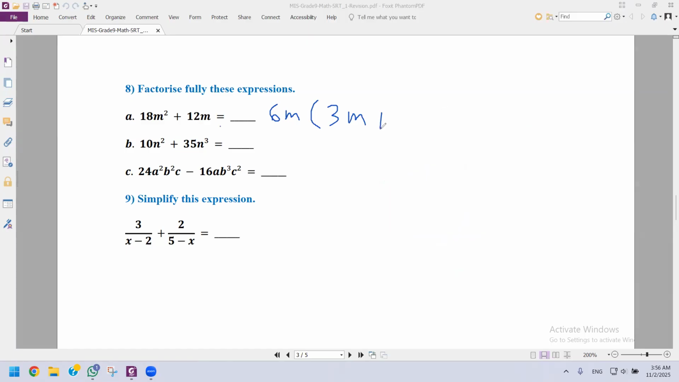Now the next part, 12 divided by 6, 2. m divided by m, cancelled. So this is the answer. Okay, how do I check if my answer is correct or not? You expand again. 6m times the 3m, 18m squared. 6m times 2, 12m, which is the same. So it's correct.